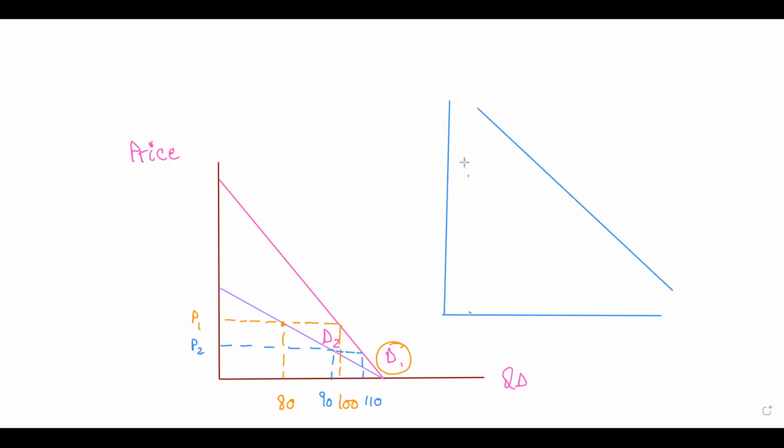So I can understand that this is the confusion. If this is the demand and then it shifts to D2, if it shifts leftwards, we'll say decrease in demand, and vice versa, we'll say increase in demand.